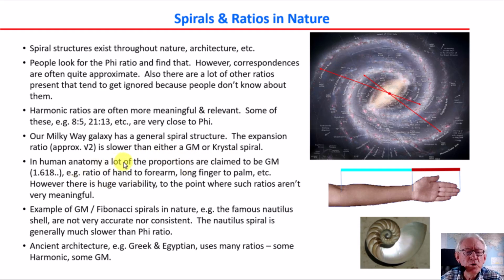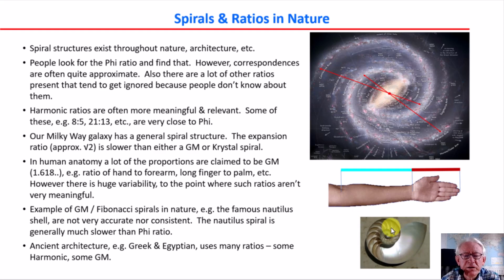Also, in human anatomy, a lot of the proportions are claimed to be golden mean. For example, the ratio of hand to forearm. However, there's huge variability to the point where such ratios aren't very meaningful. And even in the case where these ratios are quantified or illustrated in terms of the Vitruvian man, the ratios in the Vitruvian man are more representative of harmonic ratios. Now, people do try to fit golden mean in as the ratio or as a relation between the square and the circle in that particular diagram, but that's quite approximate, and in fact is more accurately described as a harmonic ratio.